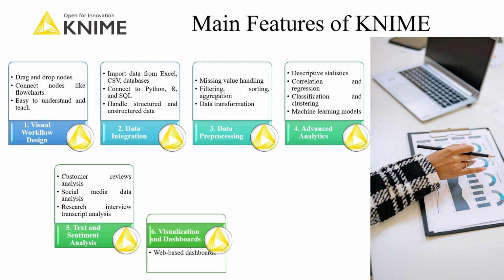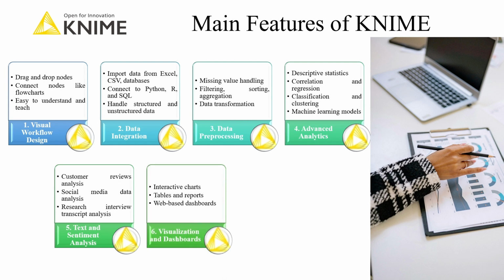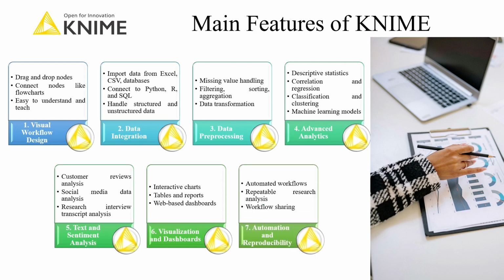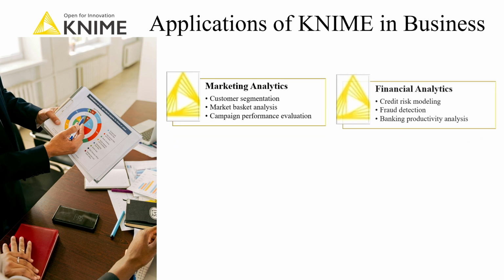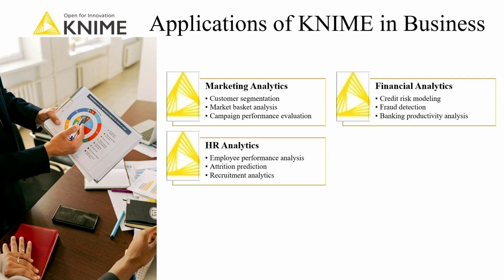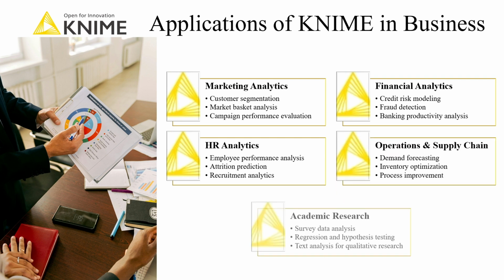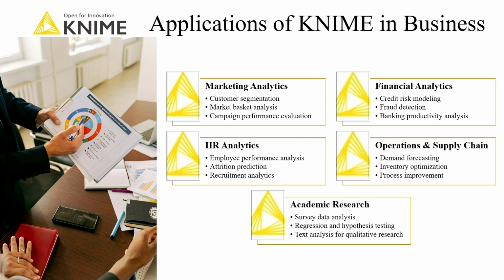Feature 6, Visualization and Dashboards. KNIME can create charts, tables, and interactive dashboards for managers. Feature 7, Automation. You can automate workflows and repeat analysis, which is very useful for research and industry projects. KNIME is widely used in different business areas such as marketing, finance, HR, operations, and academic research.